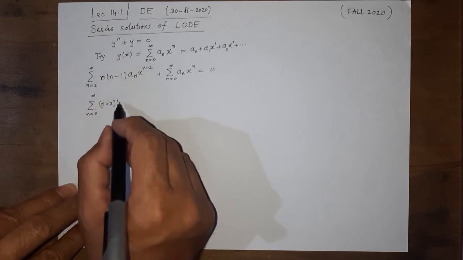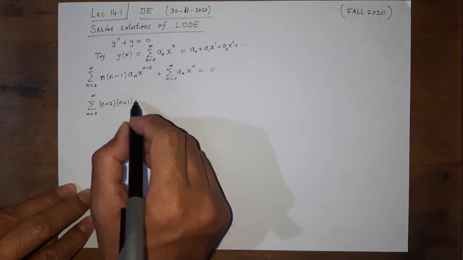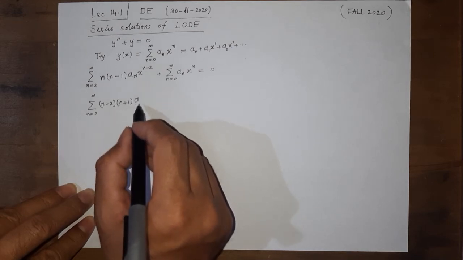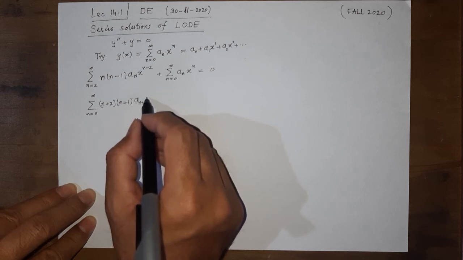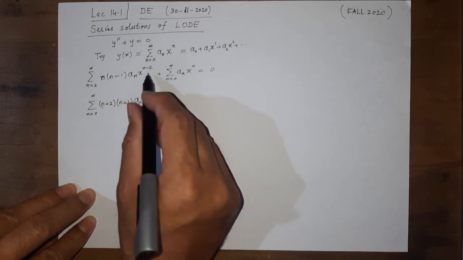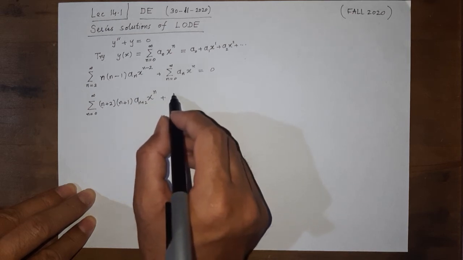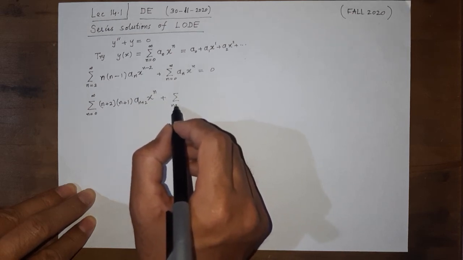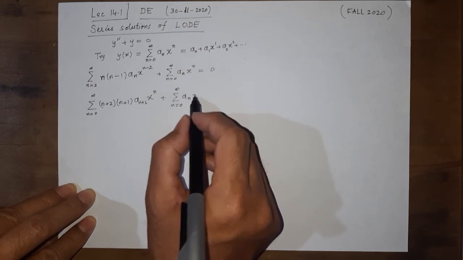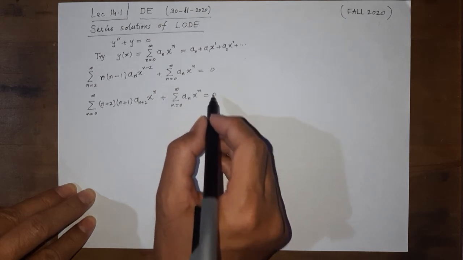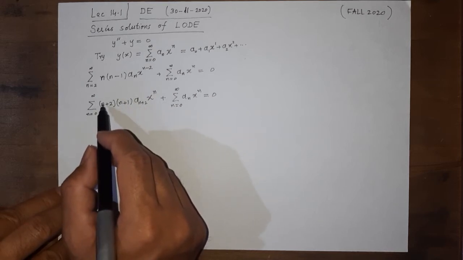N plus 2 minus 1 is n plus 1. A n is actually n plus 2. And x raised to power n plus 2 minus 2 would be n. I hope you have understood how to do this.